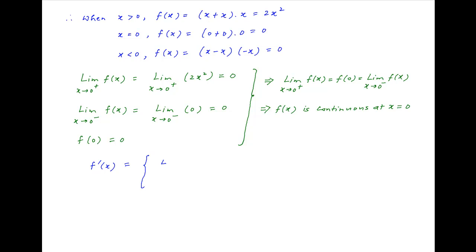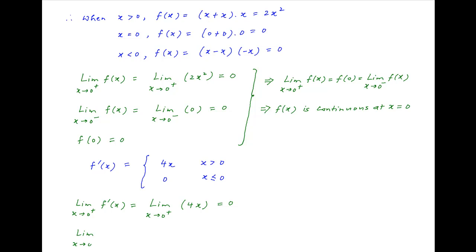Now, f'(x) is equal to 4x, which is the derivative of 2x squared, when x is positive, and is equal to 0 when x is less than or equal to 0. Now clearly f'(x) is continuous for all values of x except potentially x equal to 0. To establish continuity of f'(x) at x equal to 0, we look at the limit of f'(x) when x tends to 0 from the positive side.